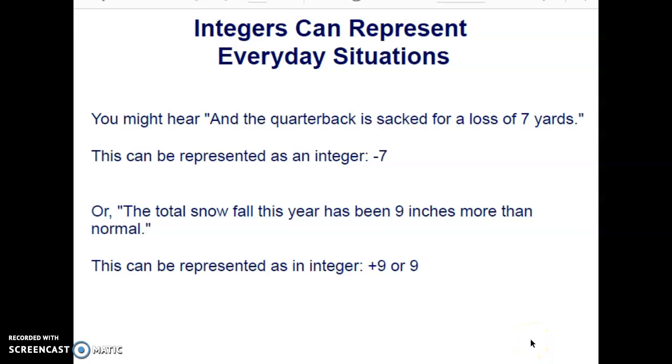Next, you will try to figure out whether the sample of real world integers are positive or negative.